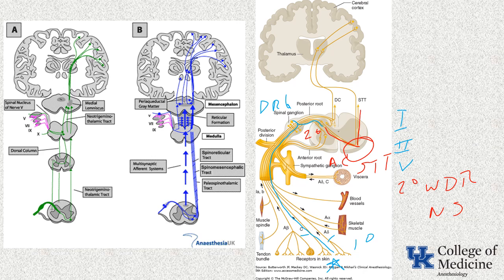They travel up to the brain, to the thalamus, where they then synapse in the VPL, VPM nuclei, as well as the ventral medial pars oralis nuclei.